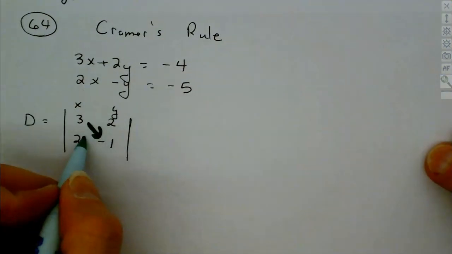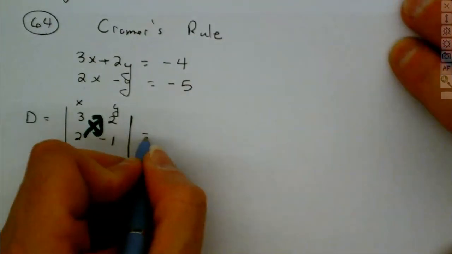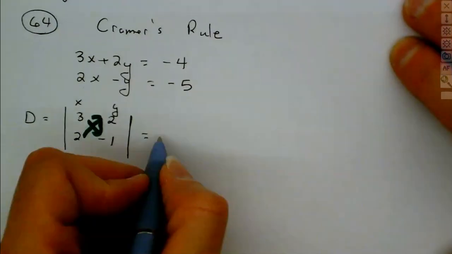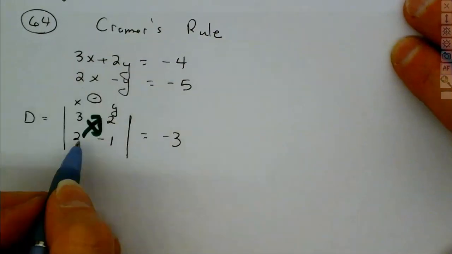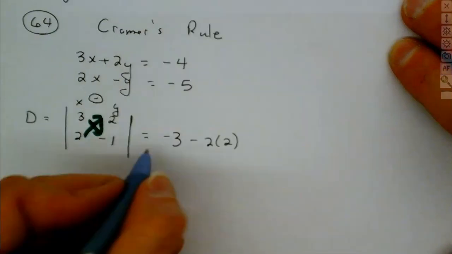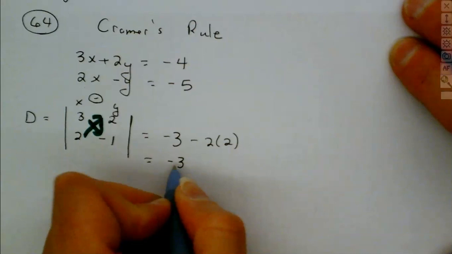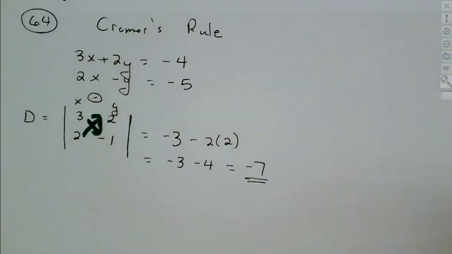So we can find this determinant. We'll do each one and then we'll put them together. So I can quickly multiply here. 3 times negative 1, that's negative 3. Then we have to subtract them. And we have minus 2 times 2, and so that gives you minus 3, minus 4. And so that determinant comes out to be minus 7.